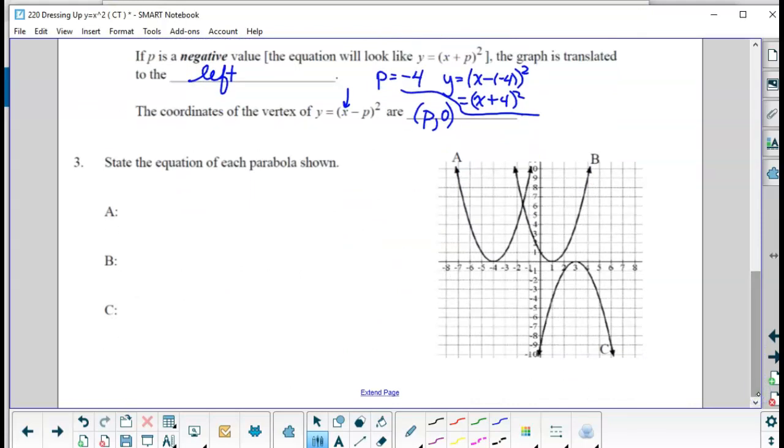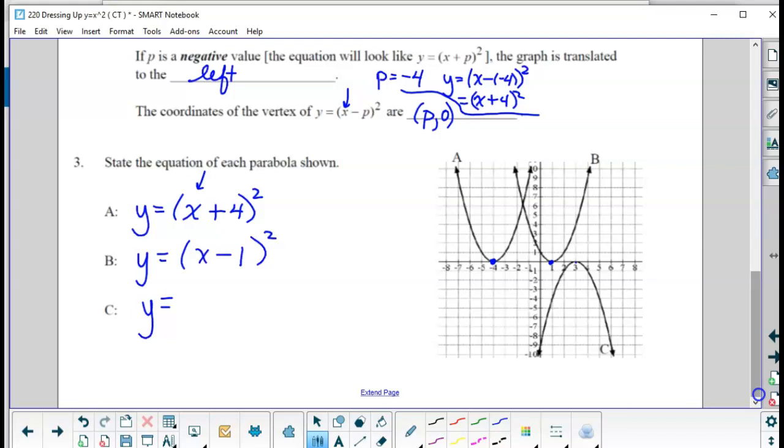And then state the equation of each of these. So A, take a look at the vertex. It's at negative 4. So it's going to be y equals x plus 4, because negative 4 has to make this 0. Then B, the vertex is at 1, 0. So that's going to be x minus 1. And then y equals, this one has a vertex of 3, 0. And so that's going to be x minus 3 squared. It's opening down, so we put a negative in front.